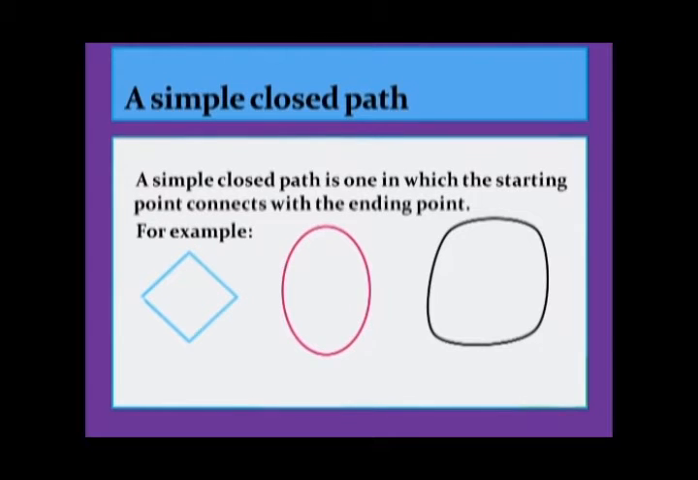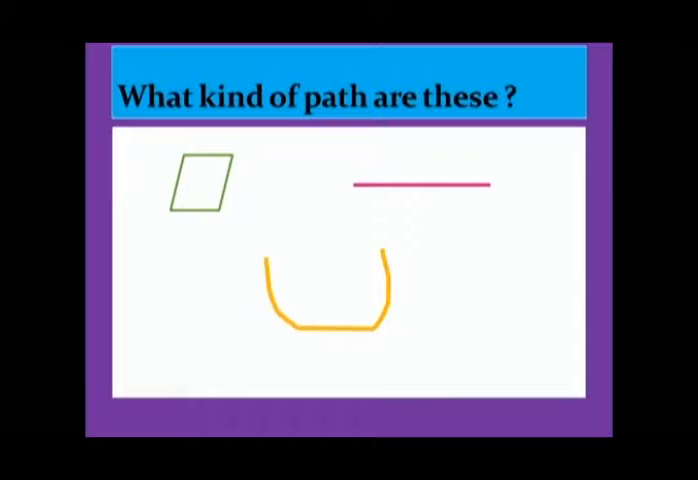Now that we have looked at those, let's find out what is a simple closed path. A simple closed path is one in which the starting point connects with the ending point. Here we have 3 examples of simple closed paths. The starting point in each of these connects with the ending point. Let's move on. What kind of path are these?